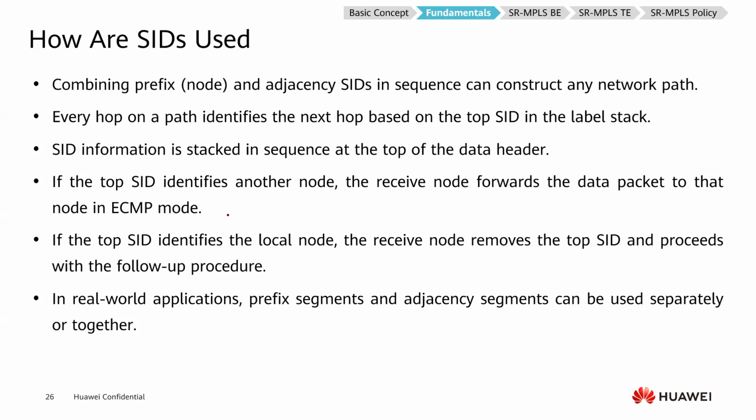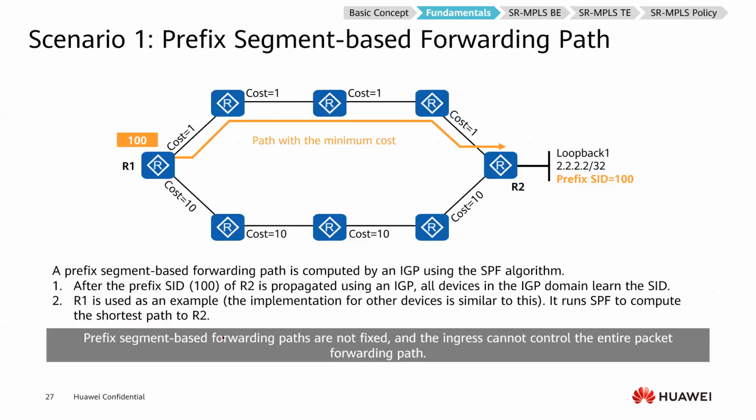We already gave the example before. Every hop on a path identifies the next hop based on the top SID in the label. SID information is stacked in sequence at the top of the data header, and if the top SID identifies another node, the receiver node forwards the data packet to that node in ECMP mode. It's very important: SR can do ECMP. If the top SID identifies the local node, the receiving node removes the top SID and proceeds with the follow-up procedure. In the real world, prefix segments and adjacency segments can be used separately or together.